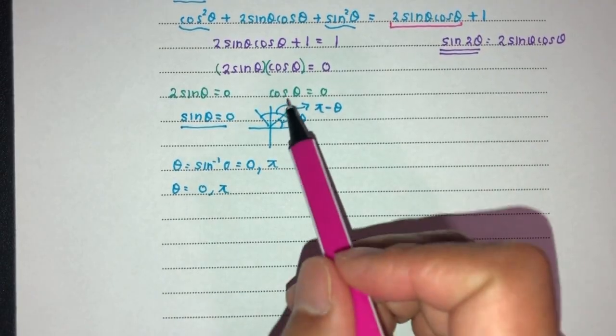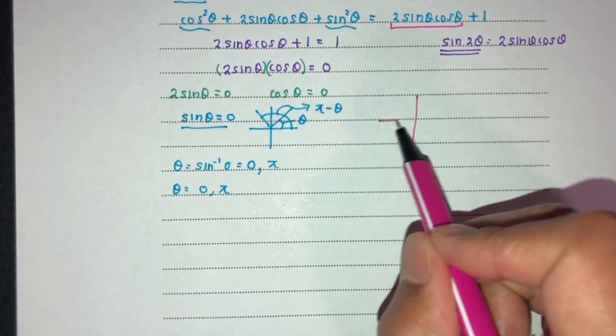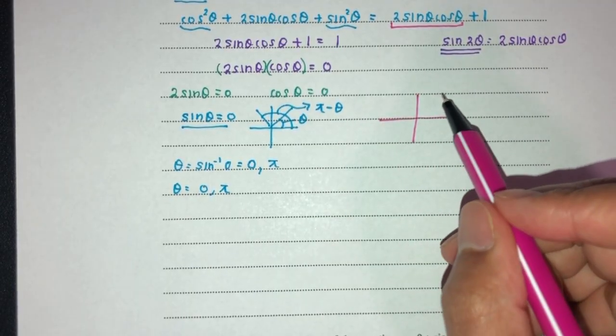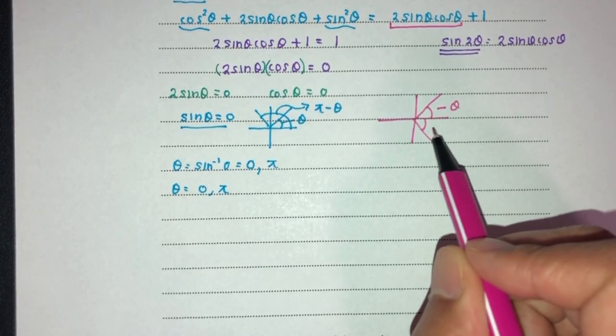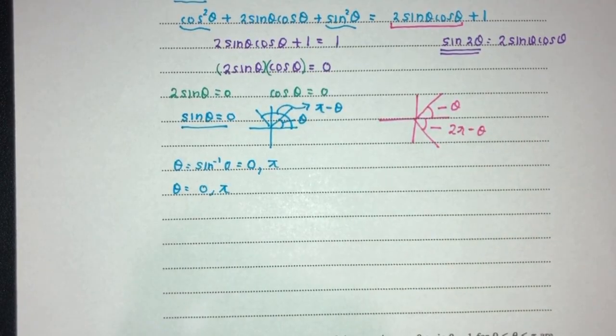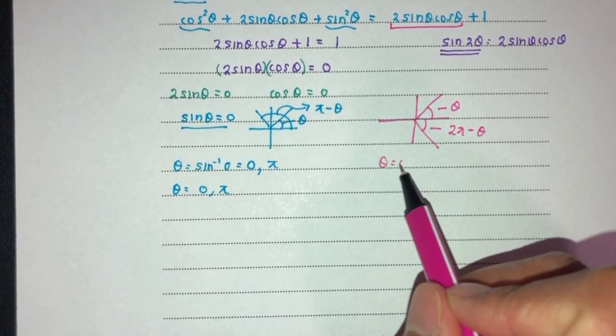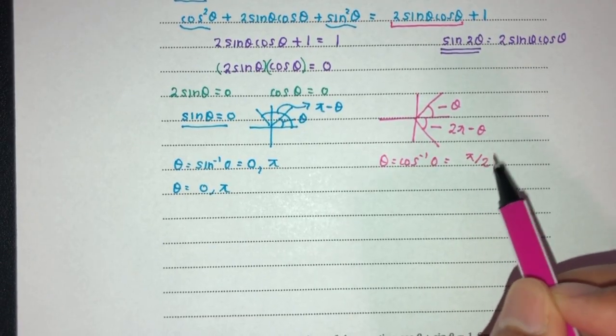Now let's move on to the other one. Here we have cos theta equals 0. So one more time, looking at the quadrants. ASTC, so that should be here. And cos should be here. This is the angle directly. And this is 360, which is 2 pi minus the angle. So here we have theta. That should become cos inverse of 0. That will be pi by 2, right? Let's double check.